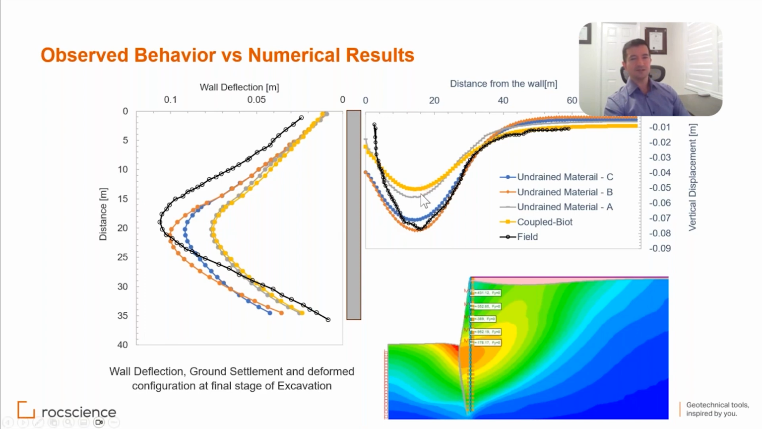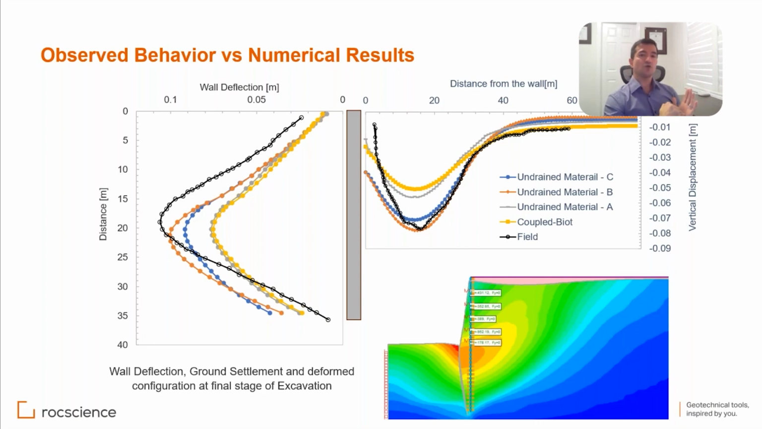In these two cases, because the basic formulation behind undrained A is very similar to Biot, and also the material properties are exactly the same, these two are leading to very, very close simulation results. The other two are a little bit different, but because of the material properties that we have in the model, they are predicting a more accurate result compared to the field. Now, this was all Mohr-Coulomb material.